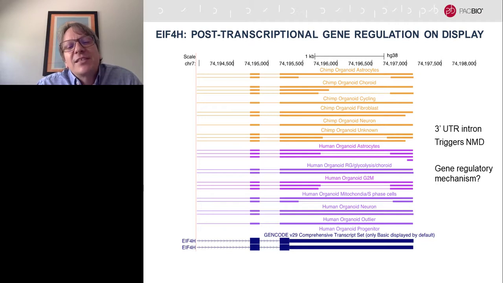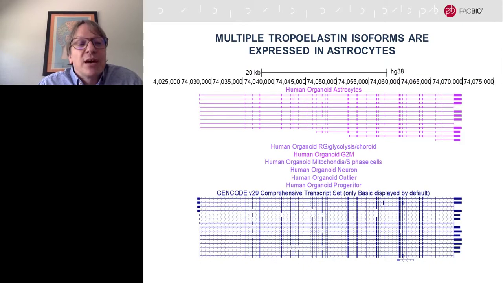And the funny thing is that 3' UTRs, when they do have an intron, it often triggers nonsense decay. And so could this be a gene regulatory mechanism to sort of tone down the amount of this transcript? But that's, of course, a question that could be asked now using this type of data.